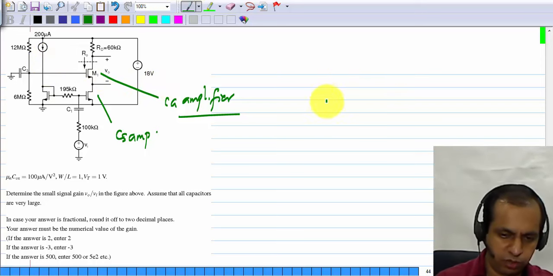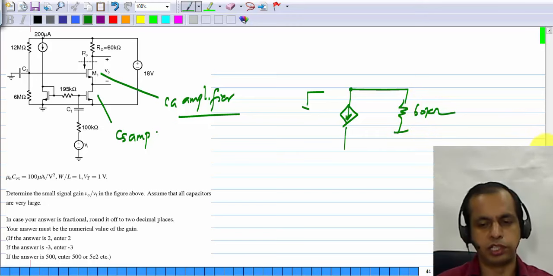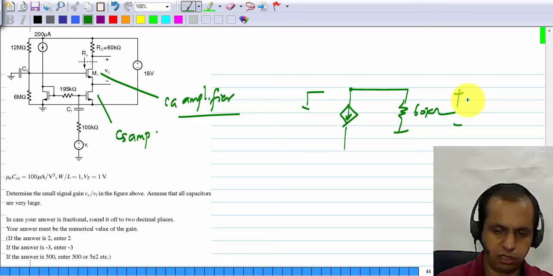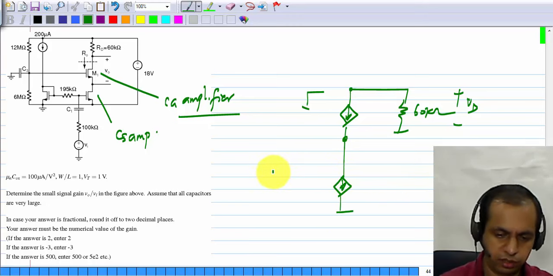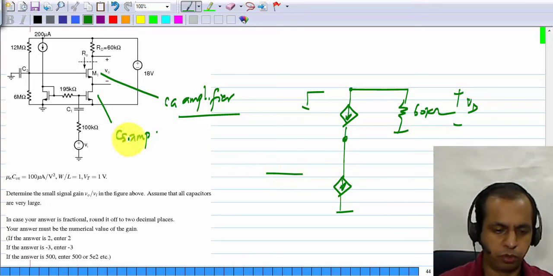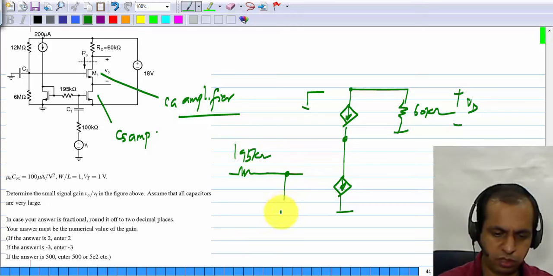The gate of M1 is grounded, and the drain is terminated in 60 kilo ohms, and this is, let's say, Vd. Then this current comes from another MOS transistor. At the input we have 195 kilo ohm and 100 kilo ohms and Vi.